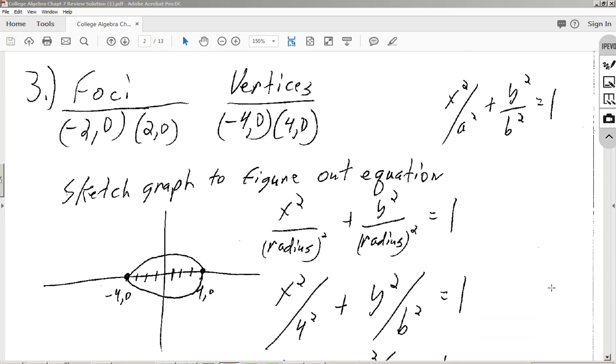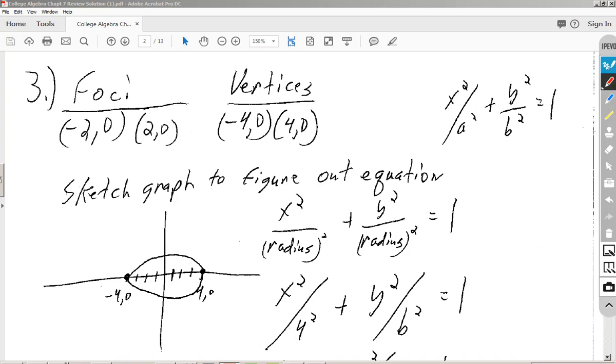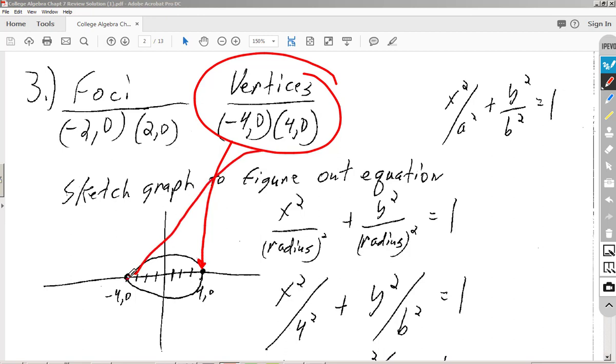On number 3, now we're going to go backwards with it. It says my foci are (-2, 0) and (2, 0), and my vertices are (-4, 0) and (4, 0). So remember, vertices is the plural of vertex. That means right here and right here are where my vertices are at. And so those are the major vertices.